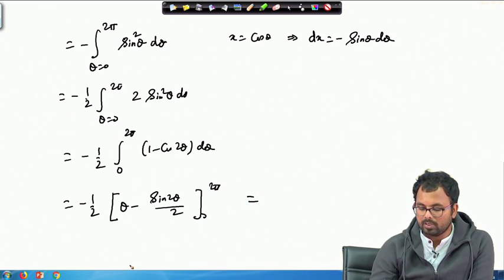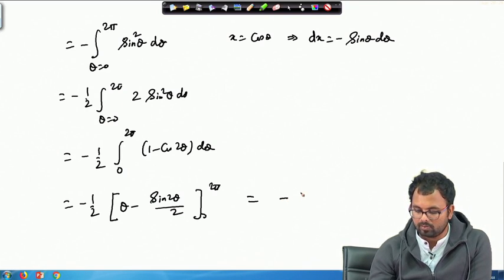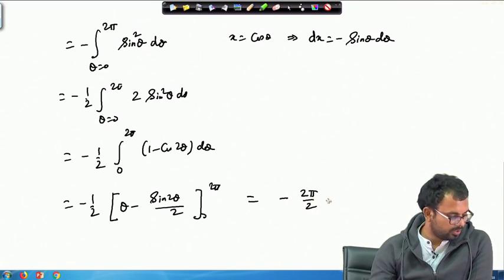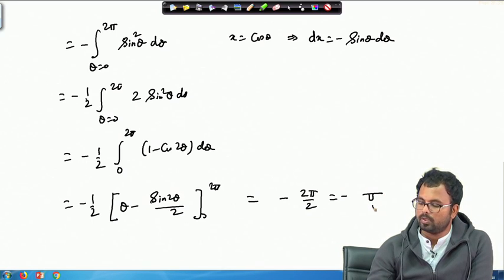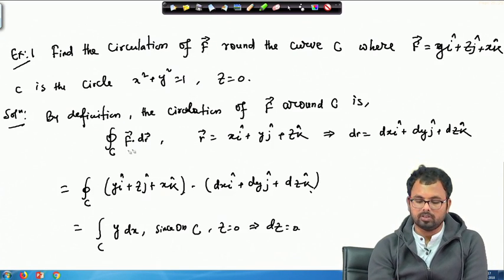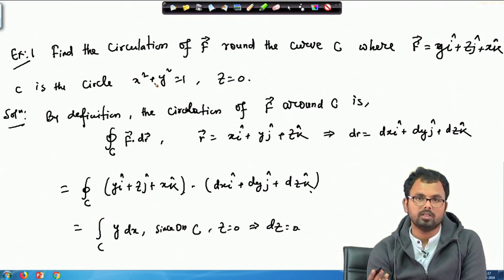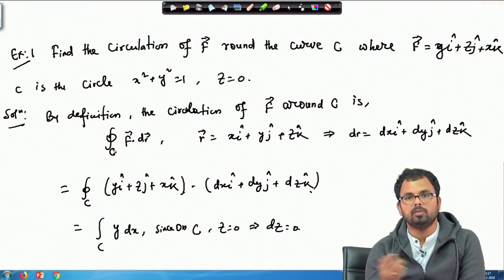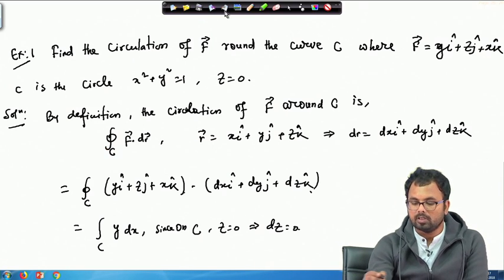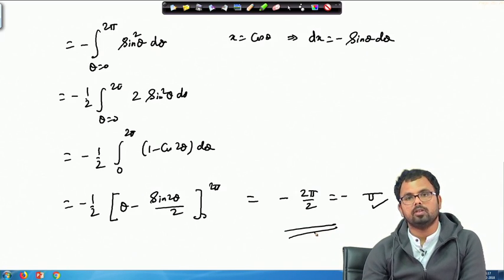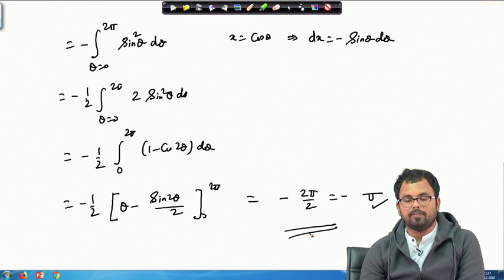So sine 2 pi is 0, sine 4 pi is 0, sine 0 is 0. So this will ultimately be minus of 2 pi by 2. So the answer is minus pi. This is the required circulation of this function f around this curve C given by this circle. A circle is a simple closed curve, so the line integral will be a circulation. This is how we calculate the circulation of the function f.